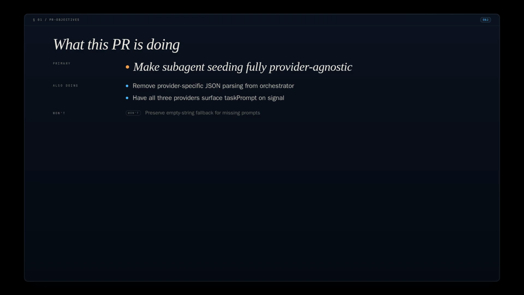That means removing provider-specific JSON parsing from the orchestrator and having Claude, Codex, and Copilot each supply the task prompt directly. We're also respecting a key constraint. The empty string fallback for missing prompts stays in place, so existing callers keep working.